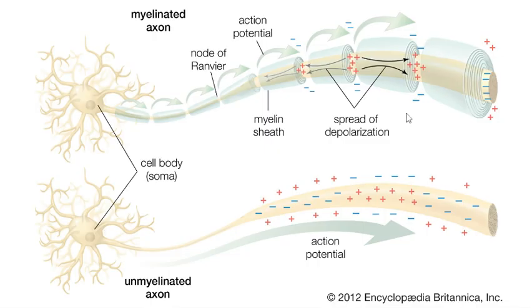So just a reminder, we talked about nodes of Ranvier at the beginning of the unit. These little spaces, and that helps the function, especially the myelin. Myelin and nodes of Ranvier together help make these cells really quick at sending signals through your nervous system.